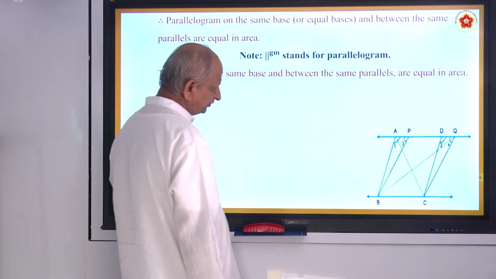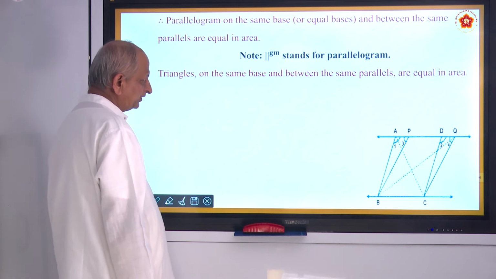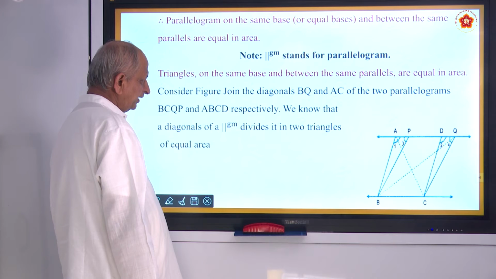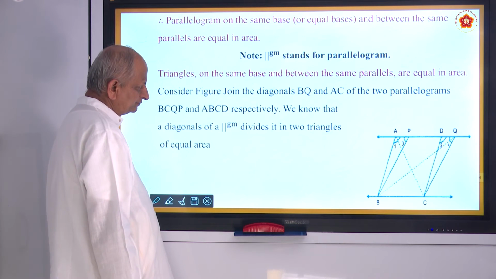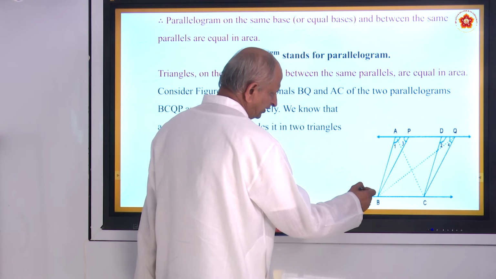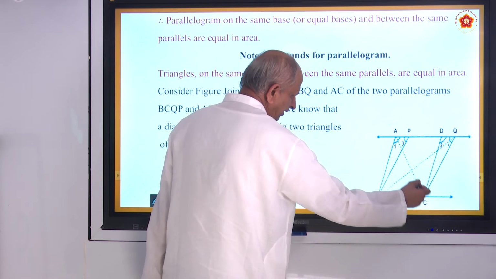Here there is a small change. We have to draw diagonals here. So, what is the name of the triangles now? Consider the figure. Diagonals have to be drawn. One is called BQ and the other is called AC.